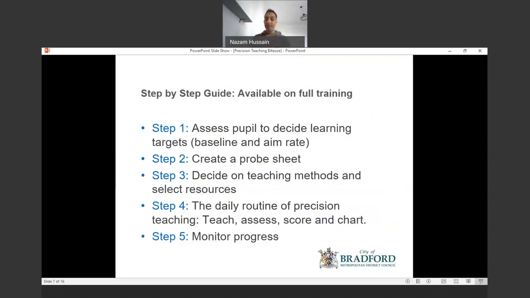So it might be number bonds to 10. It might be recognition of three-digit numbers. It might be spelling the high frequency words. It might be knowing what certain bits of vocabulary mean in year 5. And then you establish a baseline and also an aim rate.